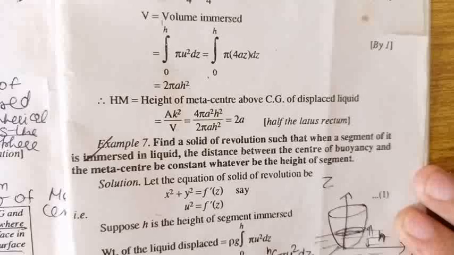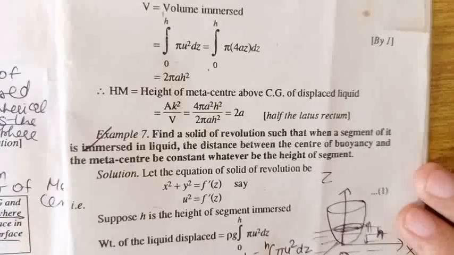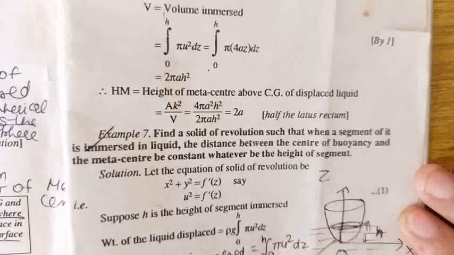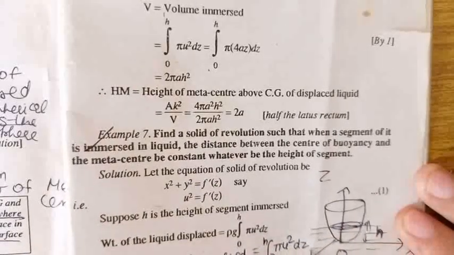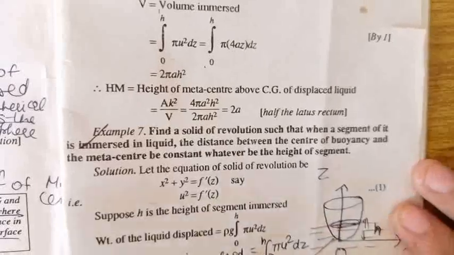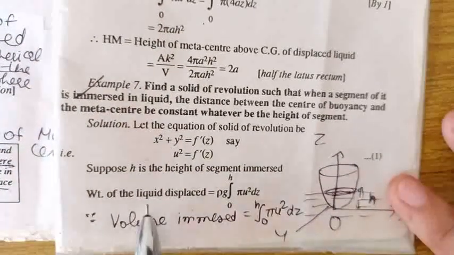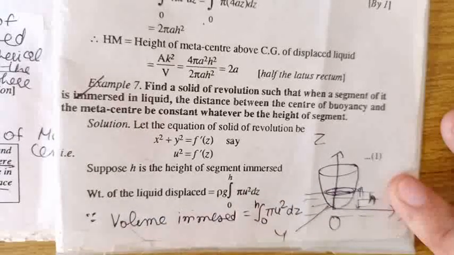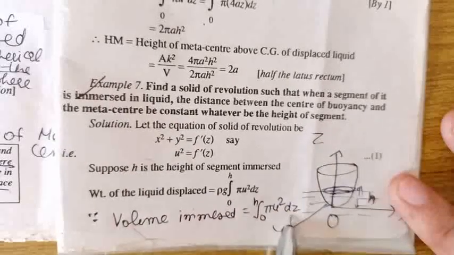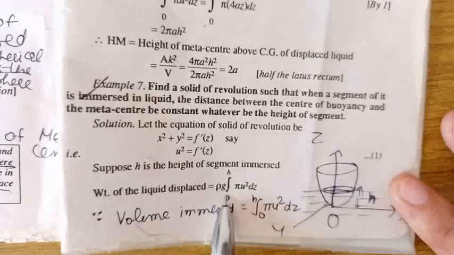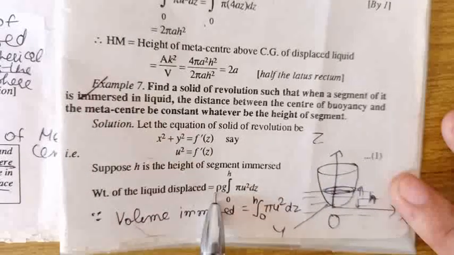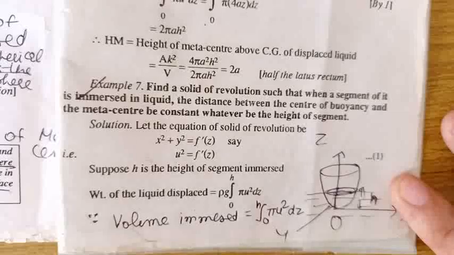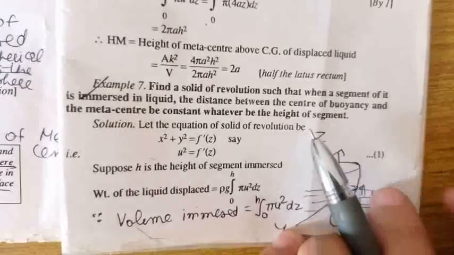Now let us find the volume immersed. Volume immersed is given by the formula integral 0 to h pi u square dz. So the weight of the liquid displaced is given by volume into density into g. Volume is integral 0 to h pi u square dz. Density of the liquid we have denoted by rho, into g. So this is the weight of the liquid displaced.